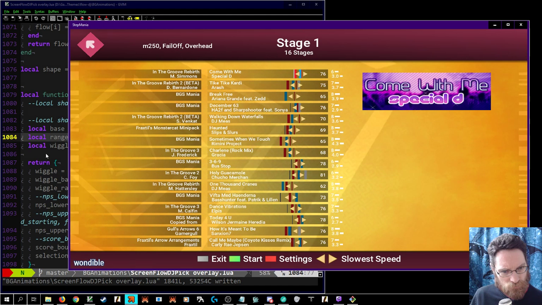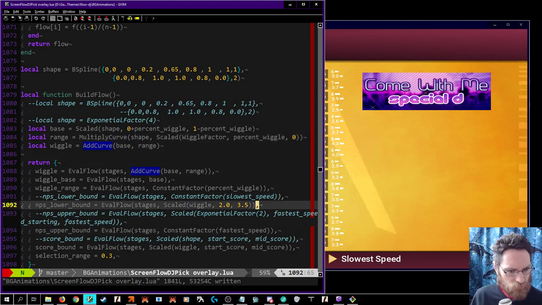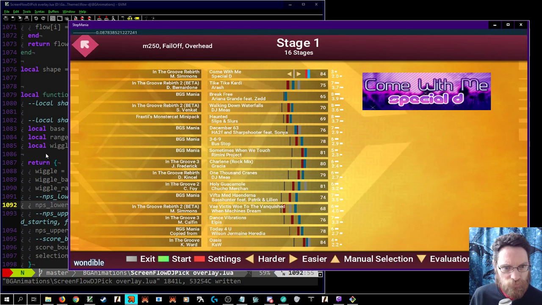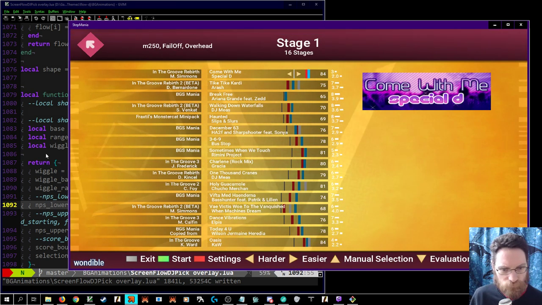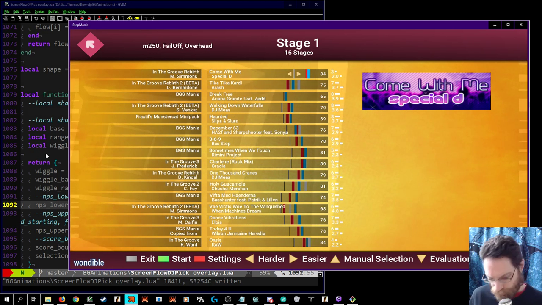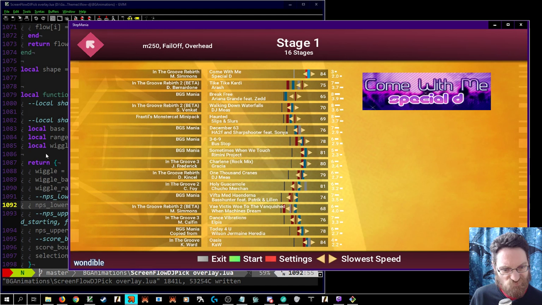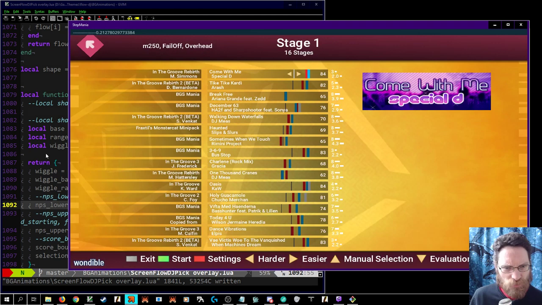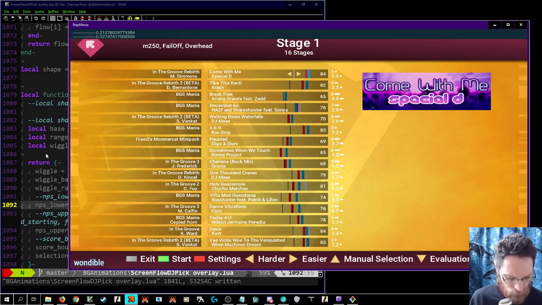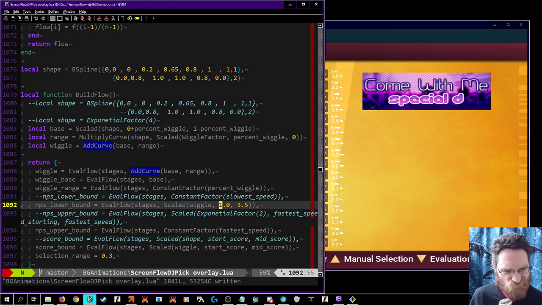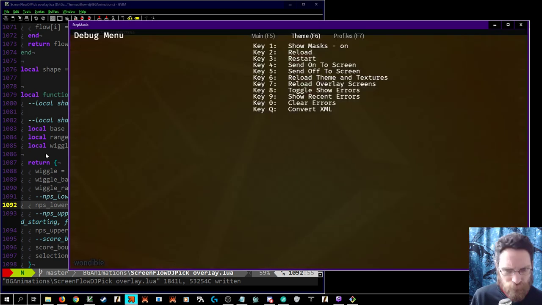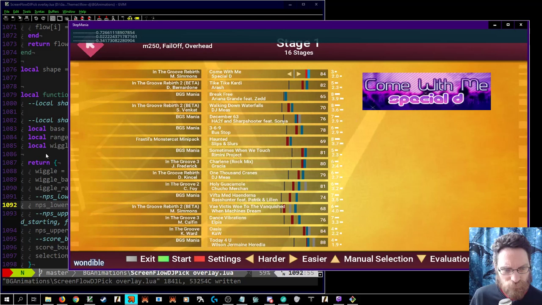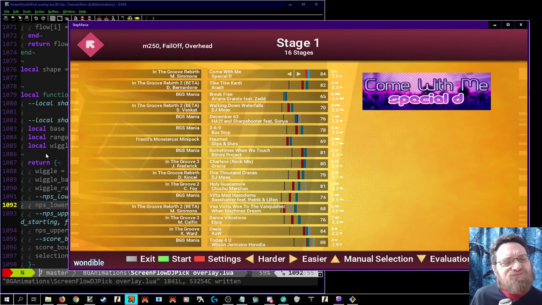Eight, 7. Does that solve the problem with starting lower here? Do we ever see one now? It's looking like twos to me. What if we do zero? Something else is going on here.